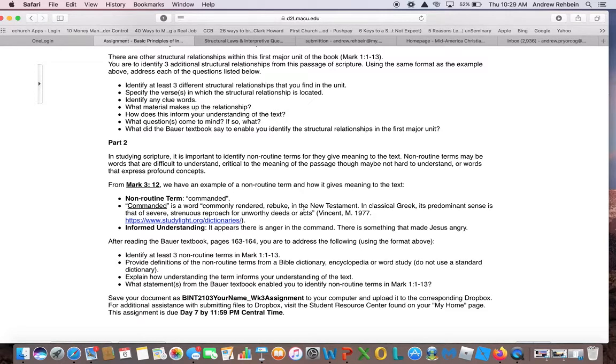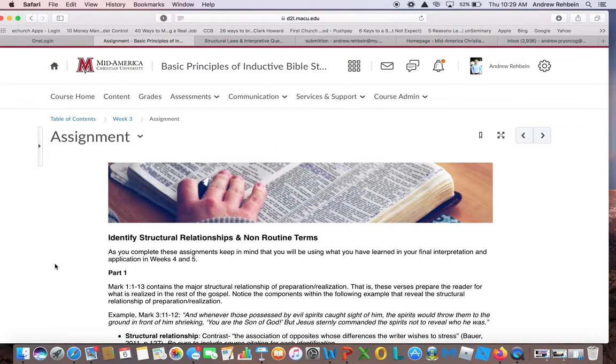Give me a definition from a Bible dictionary and cite that. And then how does that deepen your understanding of that term and maybe the text in general? Keep it simple, those 3 bullets for each non-routine term, and you're going to fulfill the requirements for week 3.